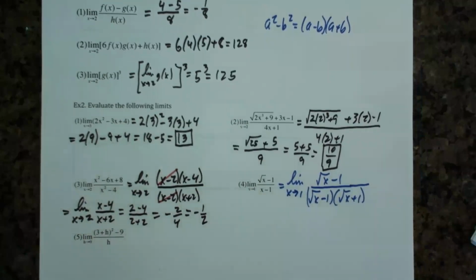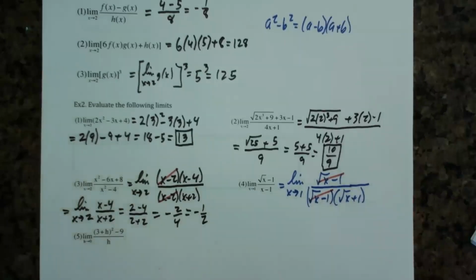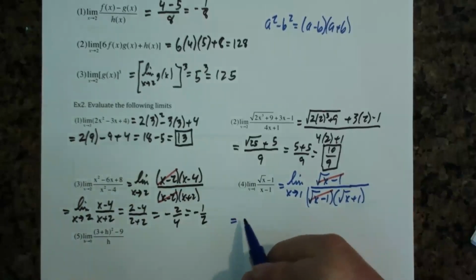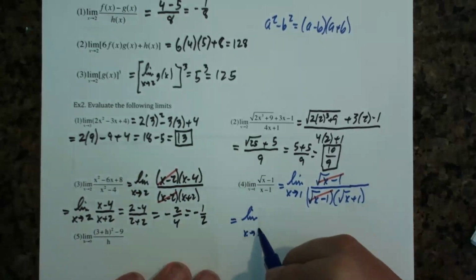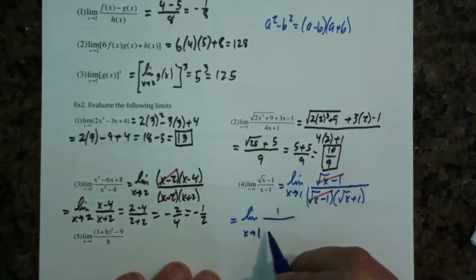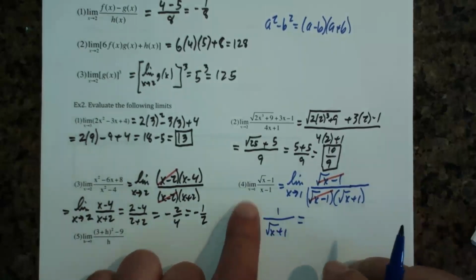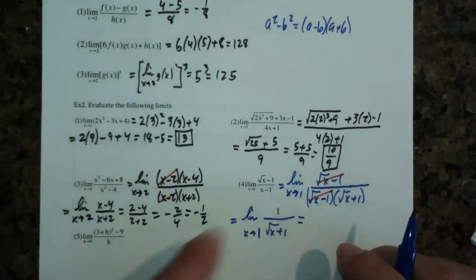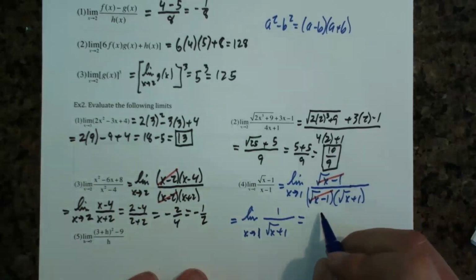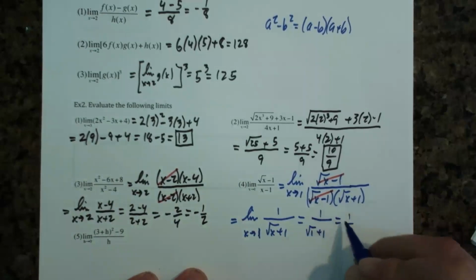So you can see this reduces to 1 over the square root of x plus 1. And now I can actually replace the 1. And by the way, I didn't mention, if you replace the x with a 1 right here, you get 1 minus 1, 0 in the denominator. Again, that's problematic. So this gives us 1 over square root of 1 plus 1, which is 1/2.